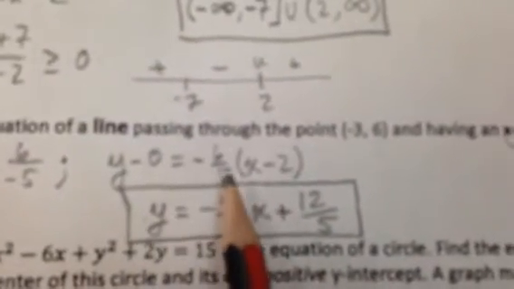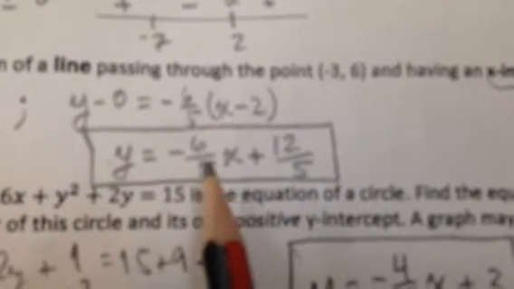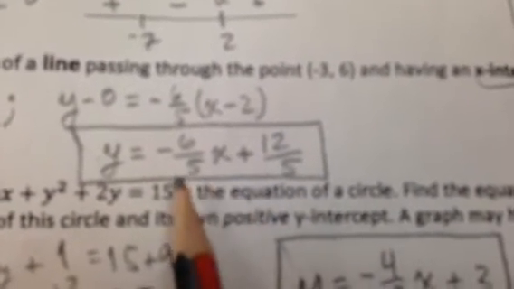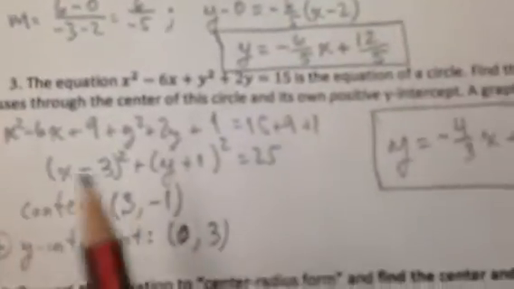Putting this point in, there's my x and there's my y, so I'm going to say y minus 0 equals the slope times x minus 2. So I work that out and I get this equation right here. Yeah, it's a little ugly, but in slope-intercept form, I get negative 6/5 x plus 12 over 5. And moving on to the next question, a little bit more involved, but still finding the equation of a line.